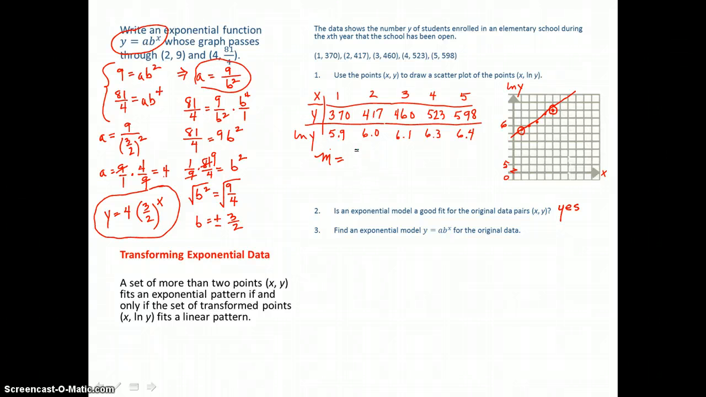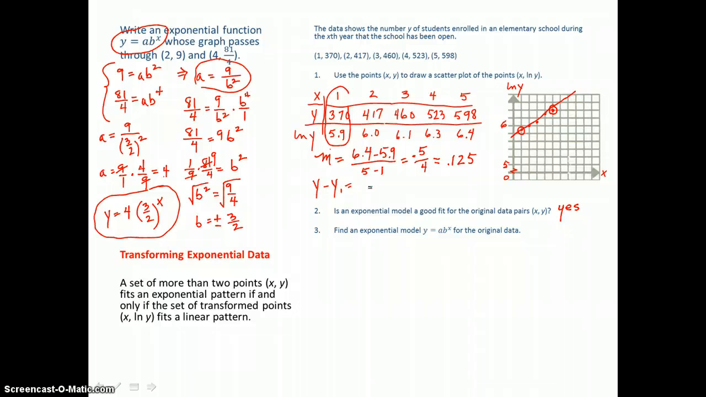So I'm going to subtract 6.4 and 5.9 in the top of my slope. And in the denominator, it's going to be 5 take away 1, those x values from the points I chose to use. So in the top, I'm getting 0.5, and in the bottom, 4. When I put that in my calculator, I'm going to get 0.125 for a slope. And now I have a slope, and I can choose one of these points and write my equation of that line in point slope form.